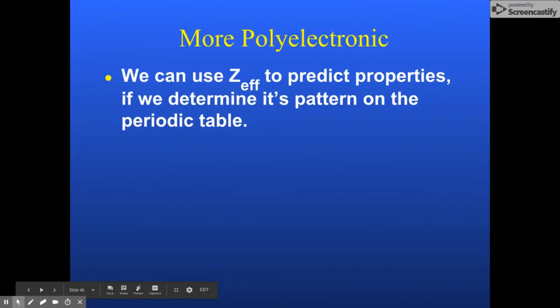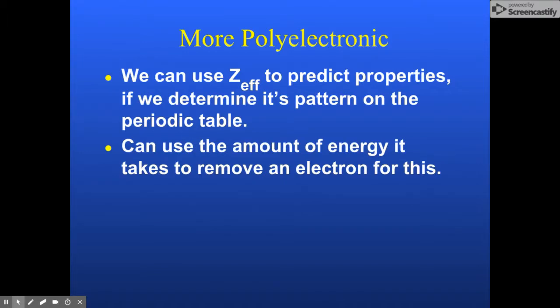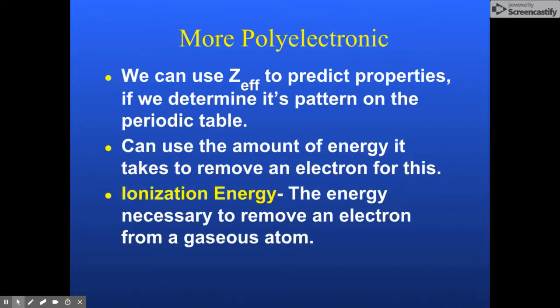All right, so with polyelectronic atoms, we can use this to predict patterns, especially if we can see how it works on the periodic table. We can use the amount of energy it takes to remove an electron for this. So really, when we talk about this pattern of effective nuclear charge, we're going to be talking about the ionization energy. That's the energy necessary to remove an electron from a gaseous atom. The higher the attraction of that electron to the nucleus, the higher the ionization energy. The lower the attraction of that electron to the nucleus, the lower the ionization energy.